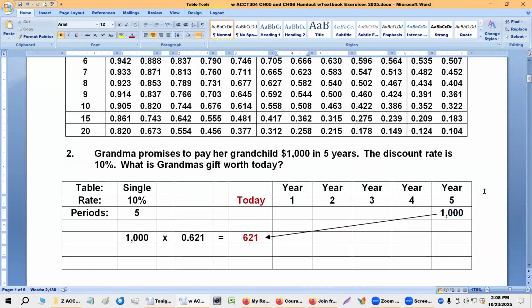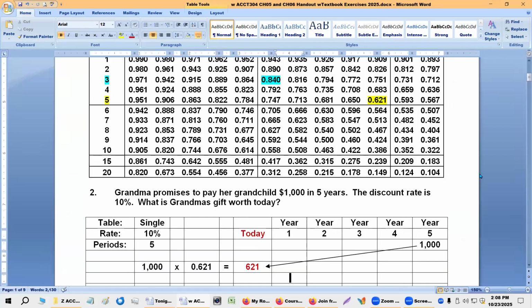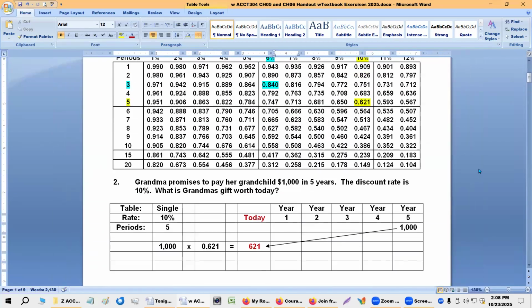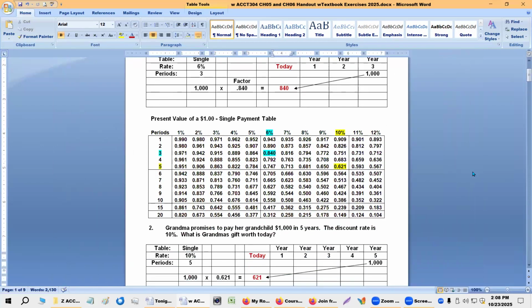Okay, so this is for single payments. And you'll notice something. I have to zoom out too far here, I don't know if you guys can see that or not still. Anyway, you'll notice that grandma's $1,000 gift is worth much less in number 2 than it is in number 1. So they're both $1,000 gifts. Why is the second one worth so much less?